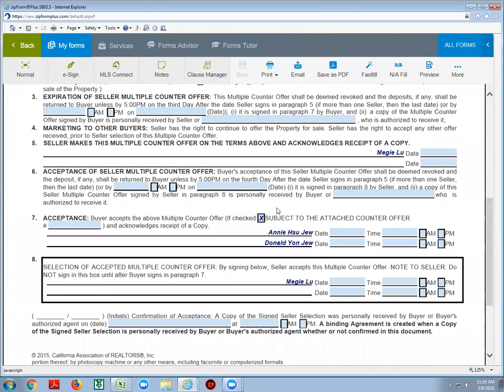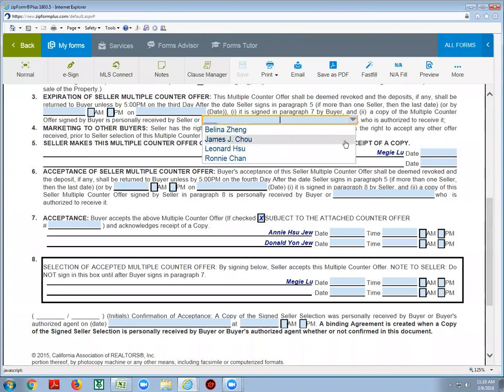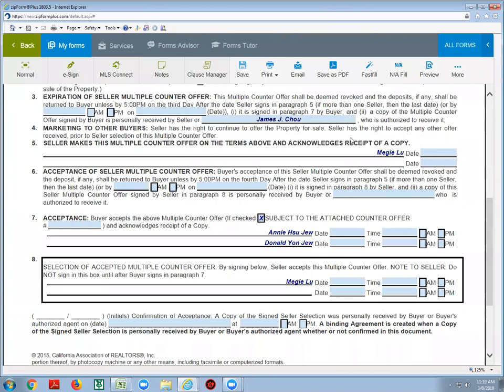It is signed in paragraph 7 by the buyer. Small print: this right here is a copy of the multiple counter offer signed by the buyer, personally received by the seller. And seller, this is the listing agent. You put your name on it. I'm the listing agent who is authorized to receive it. So this is for the counter.